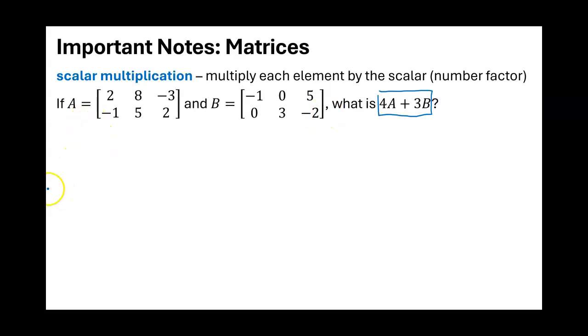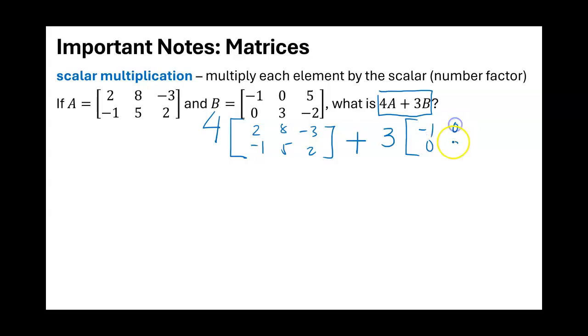Once you are on your calculator screen, you start with 4, followed by your matrix: 2, -1, 8, 5, -3, 2. Plus 3, multiplied with your second matrix, which is -1, 0, 0, 3, 5, -2. Once you hit enter, it will spit out the answer to the sum between these two scalar multiplied matrices. So that's how you can get that one done.